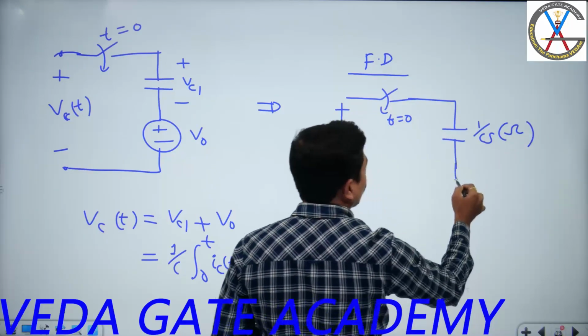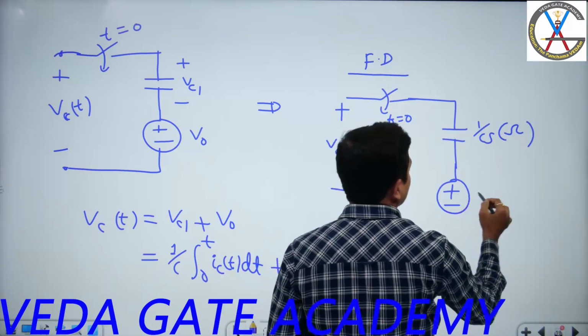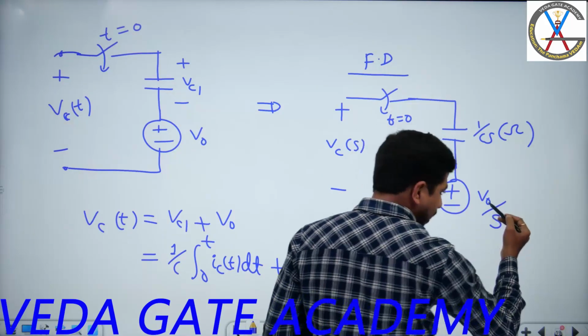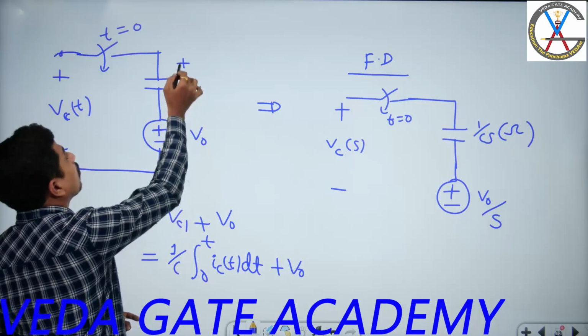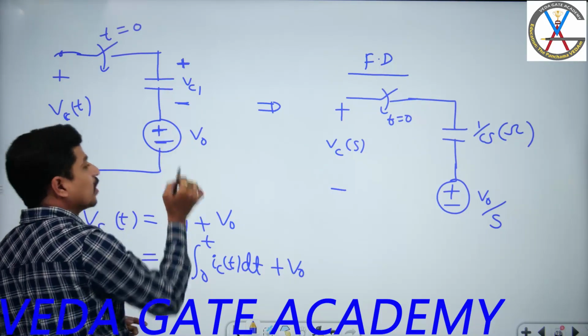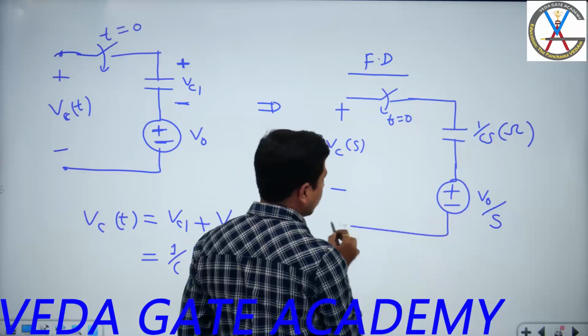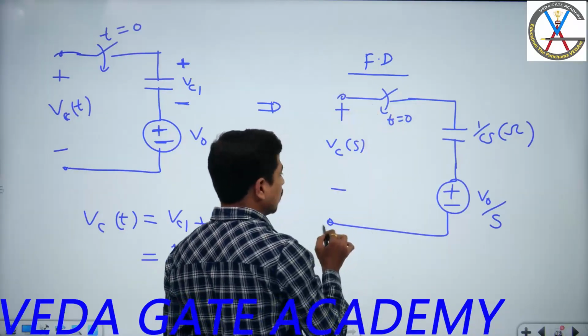Units are ohms. What is this? V naught by S. Both are in addition form, plus minus will get added: V naught by S. Now observe here. This is the representation in S domain.